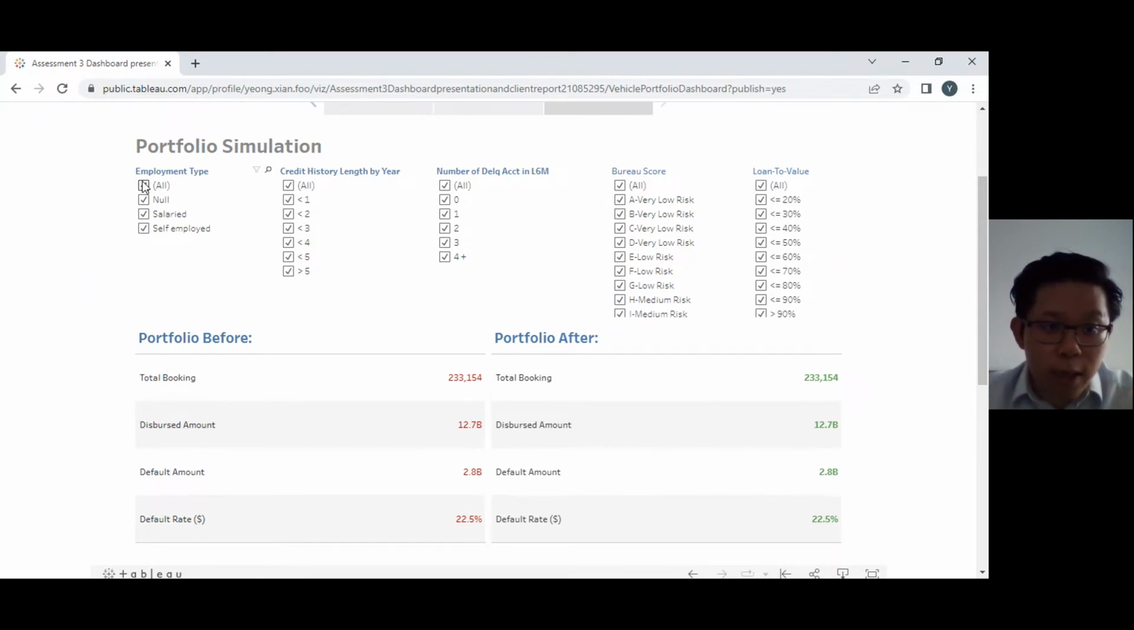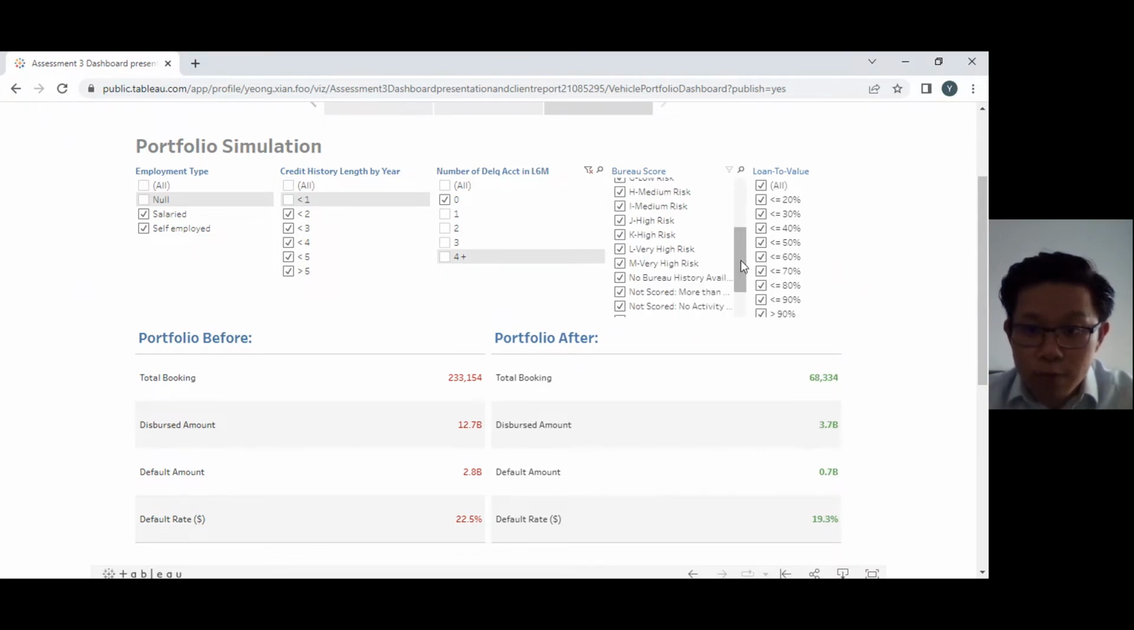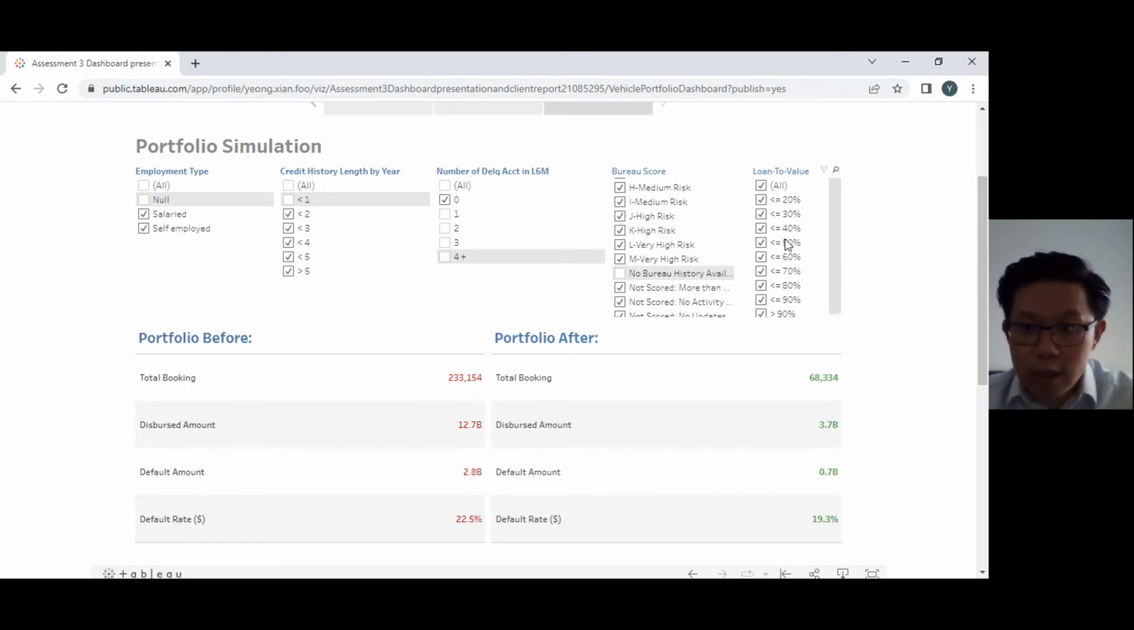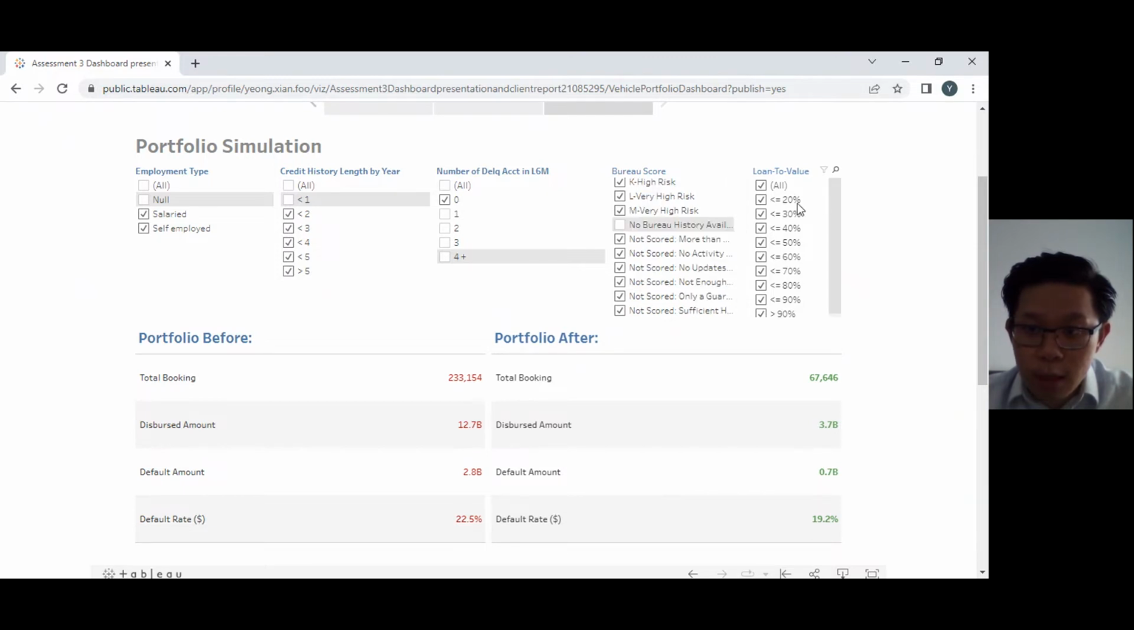So for now, let's say we choose the employment type. If those are blank employment type, then we don't book in. Less than 1 year of credit history, we don't book in. Number of accounts delinquent in the last 6 months by credit sense, it should be none, not at all. So all these are deselected. And just now we know that if they have no bureau score history available, it means they are showing higher tendency to become default. So we deselect this. And for the loan to value, more than 90% we don't want.